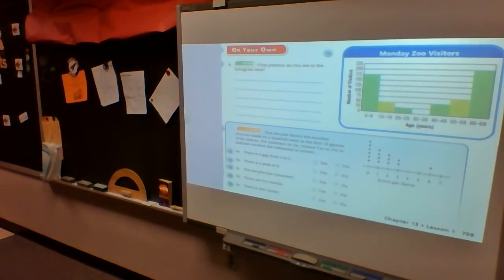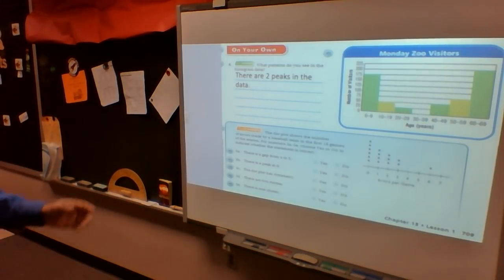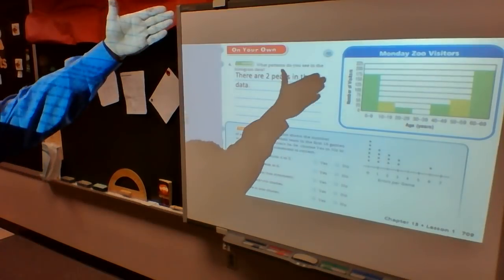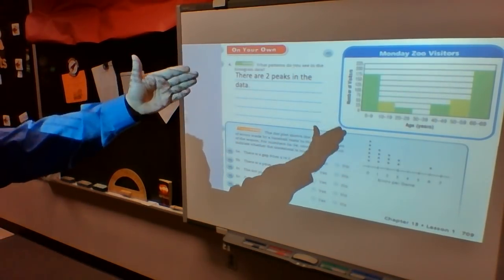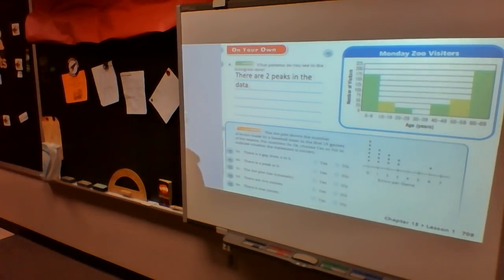I think I have 4 different points up here that I included. So I could say there are 2 peaks in the data. Because when I talk about peaks, I'm talking about the cluster, and I have 1 cluster here, and 1 cluster here, and I see that I have a peak and a peak. So I could say I have 2 peaks in the data.